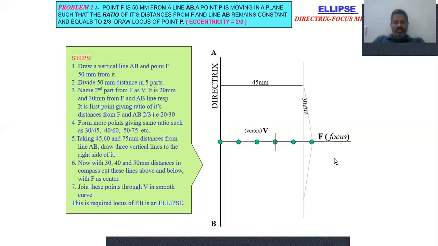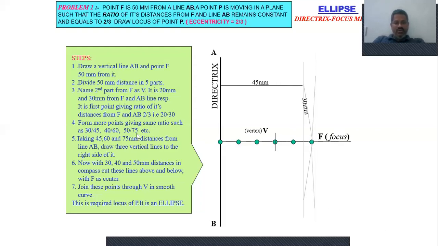Then move further. Draw a vertical line at a distance of 60, and then you will get the 2 points here.